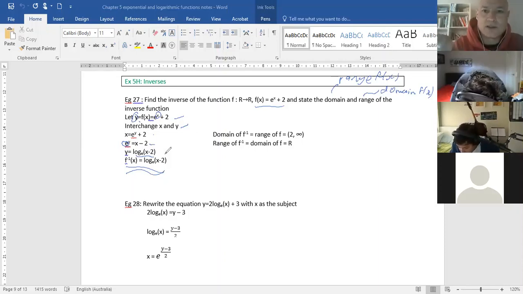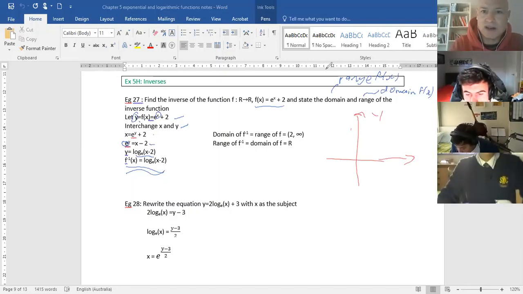Okay, quick way to do domain and range of a function, I like to have a little sketch. Normally e to the power of x has an asymptote at y equals 0, but this one's been translated 2 units up. So it's at y equals 2. So e to the power of x looks like that.